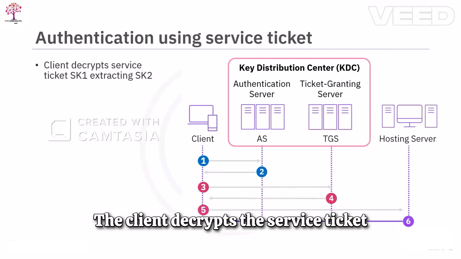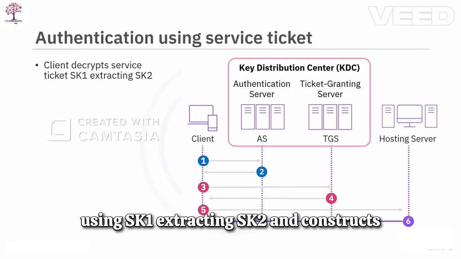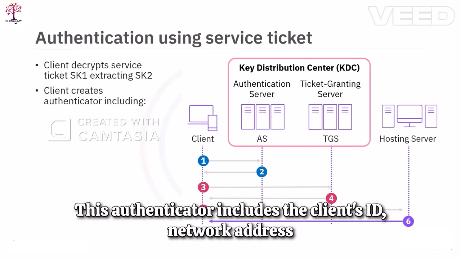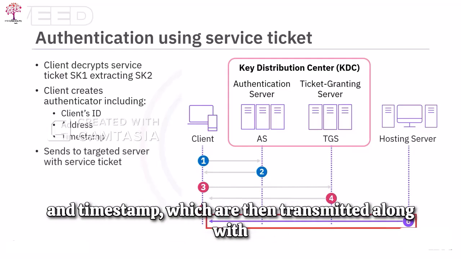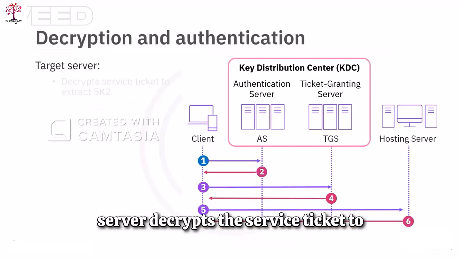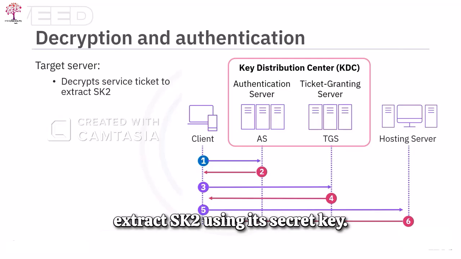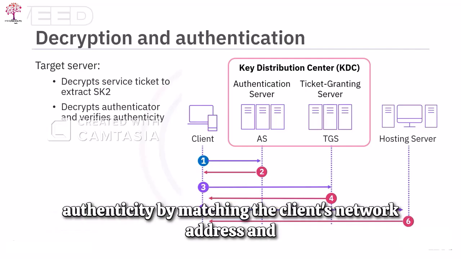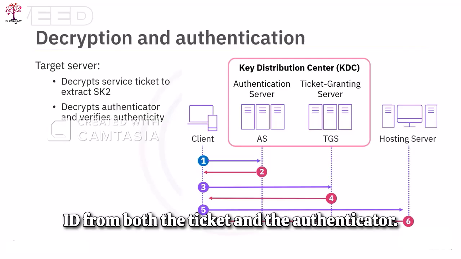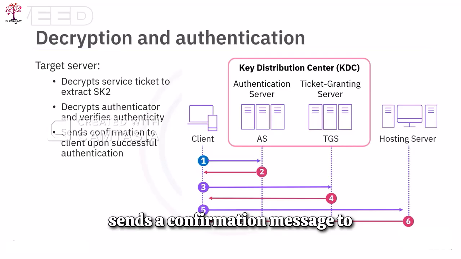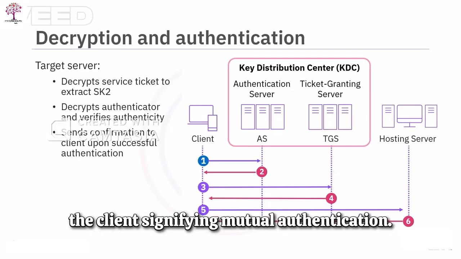The client decrypts the service ticket using SK1, extracting SK2, and constructs a new authenticator encrypted with SK2. This authenticator includes the client's ID, network address, and timestamp, which are then transmitted along with the service ticket to the targeted server. Concluding the Kerberos protocol, the target server decrypts the service ticket to extract SK2 using its secret key. It then decrypts the authenticator and verifies its authenticity by matching the client's network address and ID from both the ticket and the authenticator. Upon successful validation, the server sends a confirmation message to the client, signifying mutual authentication.